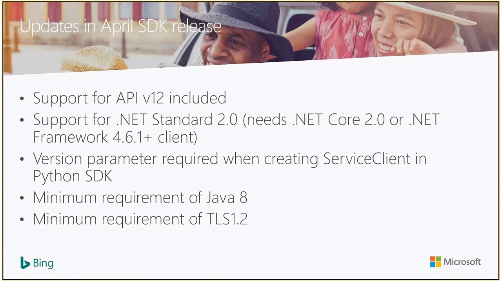For other customers who are on .NET Framework, you'll need to be on version 4.6.1 or above to use the SDK. We've also made the service version parameter required in the Python SDK to make it easier to migrate to future versions of the API. Java users will need to be on Java 8 at a minimum to access the Java SDK. And finally, this release only supports TLS 1.2. So if you're still using older versions of TLS for some reason, you'll need to upgrade your code for that.